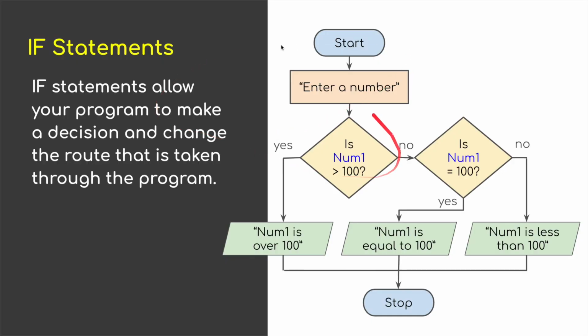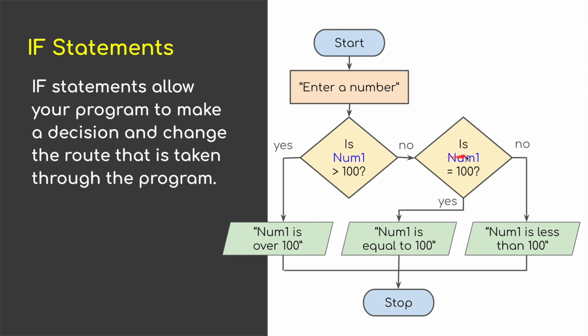Okay, so using a flow diagram, I'm going to try and give you a little bit more of an insight into this. If statements allow your program to make a decision and change the route that it takes through the program. For example, if the user enters a number, this is what it's prompting us to do here, enter a number. Is the number greater than 100? Yes, it is. So it's going to print out a message, number is over 100, and then the program will stop.